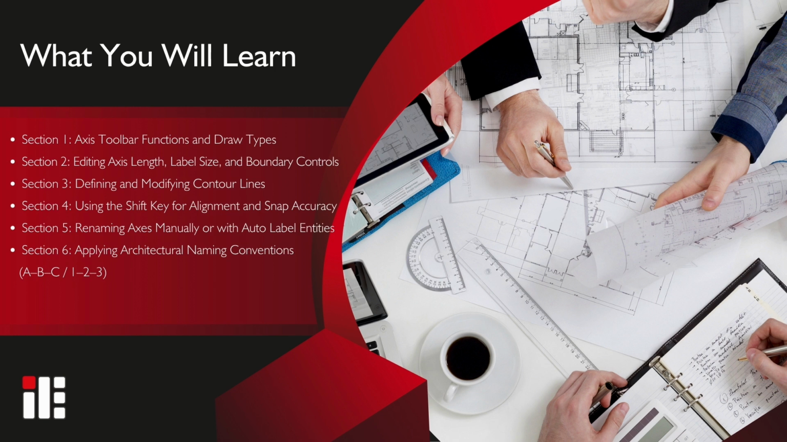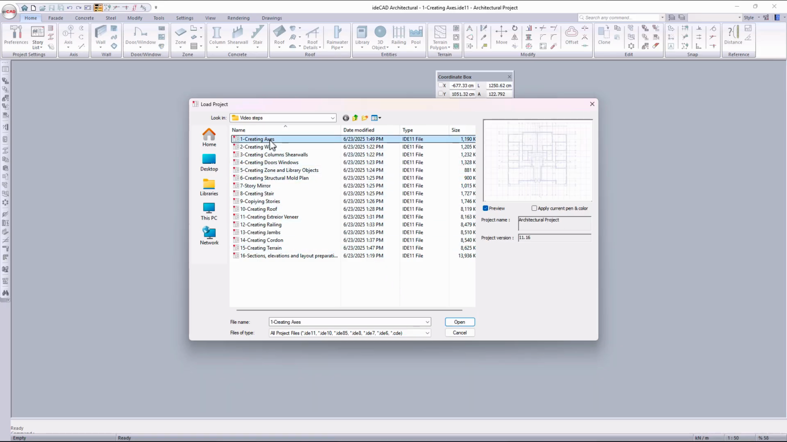Finally, we'll cover how to use the Auto Label Entities command to automatically name horizontal and vertical axes, ensuring consistency across your layout. By the end of this video, you'll be able to define and manage axis grids accurately and efficiently for any project. Let's begin the project by placing the axes.